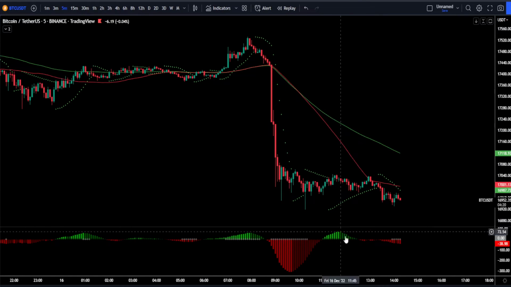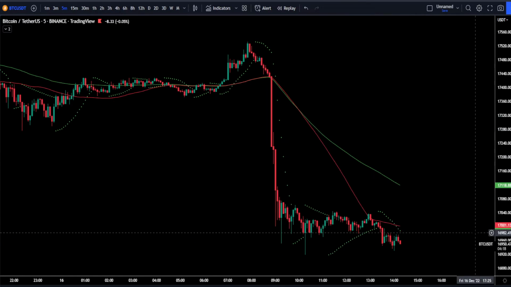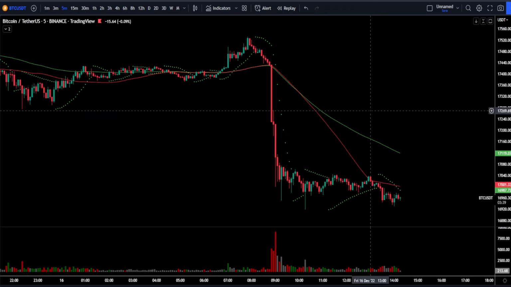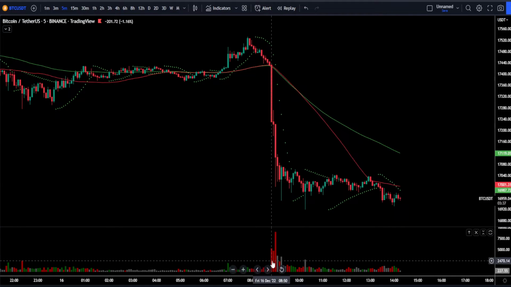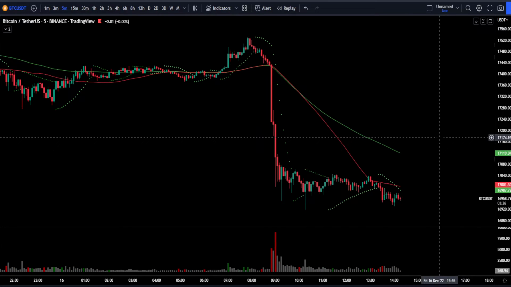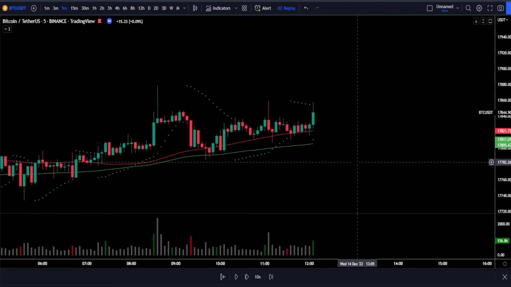And the second step will be to get rid of our squeeze momentum indicator and add the HVI indicator to our chart instead, which is this one here. Now let's change some parameters on this. We'll double click on it, and we're going to be changing our divisor from 3.6 to 1. Okay, the setup is now ready. Let's quickly understand the trading rules. So the rules are pretty similar.